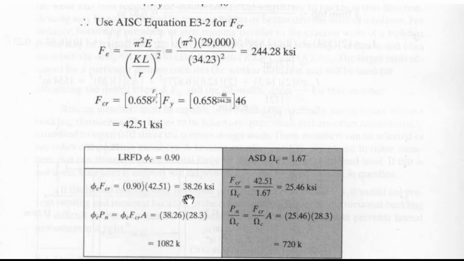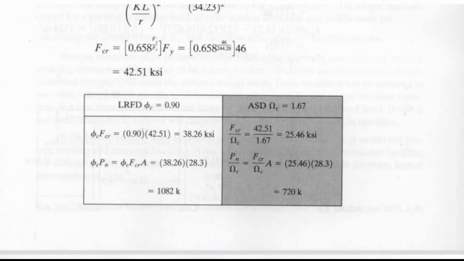If you have that Fcr, then you can multiply by phi c, which is 0.9. So, the answer is 38. Then multiply by the gross area, which is 28.3. Total design strength. For allowable, use omega 1.67. So, you have 720. Okay?